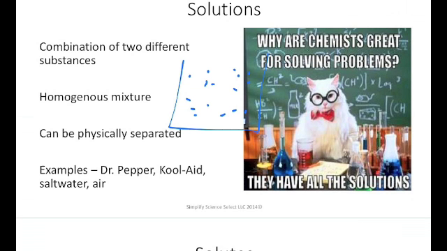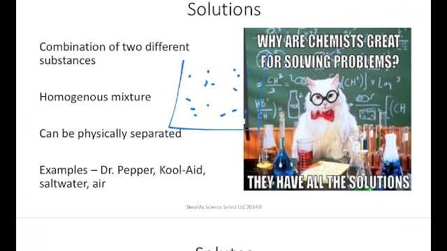Examples of solutions include Dr. Pepper. Dr. Pepper has carbon dioxide that's dissolved in it. You have Kool-Aid. Kool-Aid has sugar dissolved in it. Salt water has salt dissolved in it. And even air is considered a solution because the oxygen is actually mixed with the nitrogen gas, which is the predominant thing. So you have solutions.